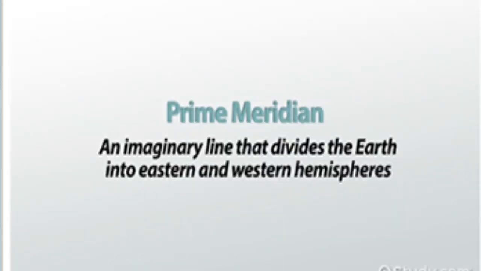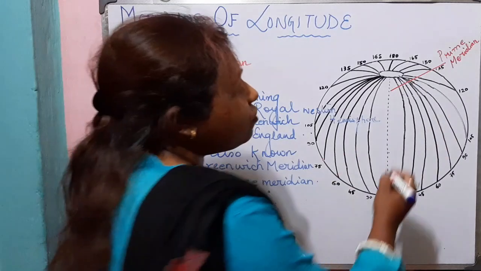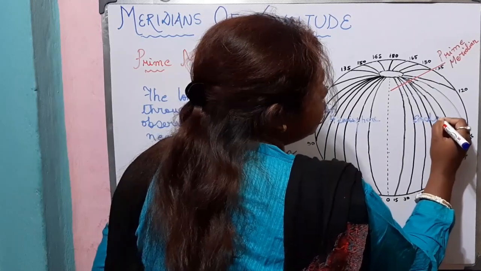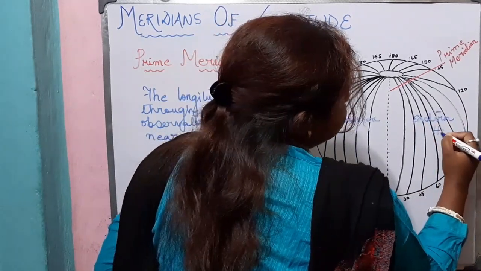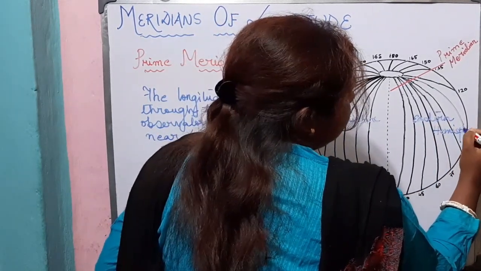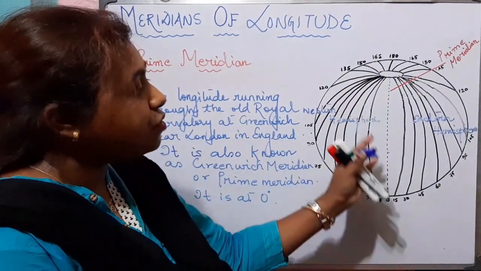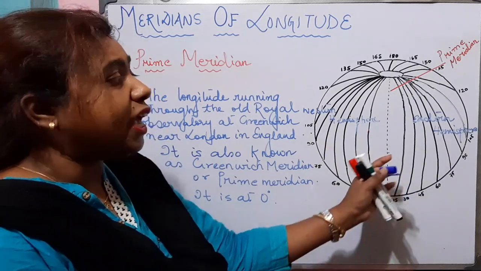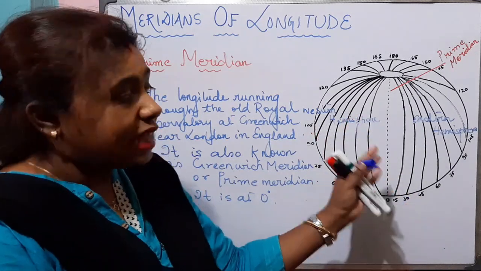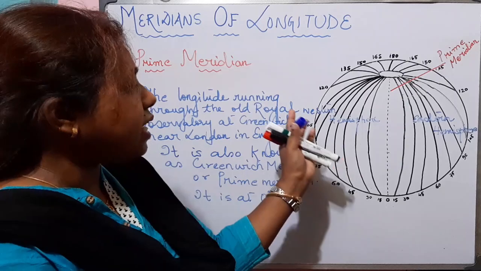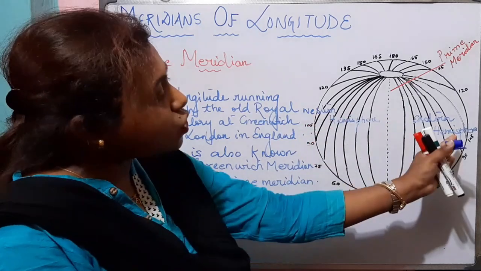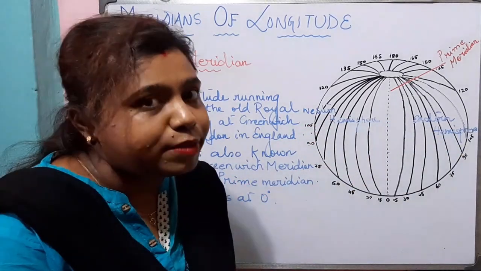That means to the west of the prime meridian is the western hemisphere, and to the east of the prime meridian is the eastern hemisphere. So we can see that the prime meridian is dividing the earth into two equal halves or hemispheres. That is, to the west of the prime meridian is the western hemisphere, and to the east of the prime meridian is the eastern hemisphere.